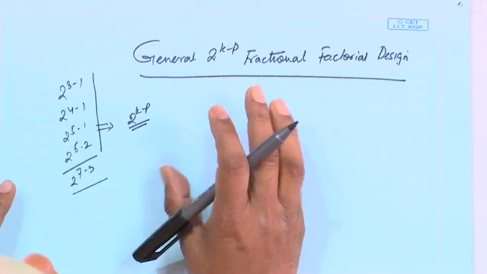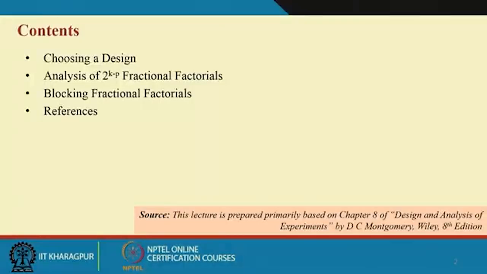This lecture, you can say, is the generalization of the previous lectures, and we assume that after going through this lecture, you will be able to relate to the previous fractional factorial design lectures, as well as, given a fractional factorial design, you will be able to construct the design and interpret the results of this design. What are the steps in this case? First step is choosing a design.